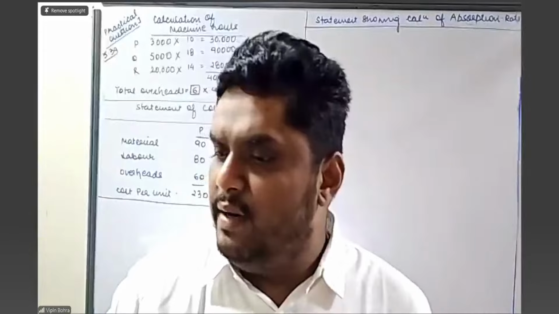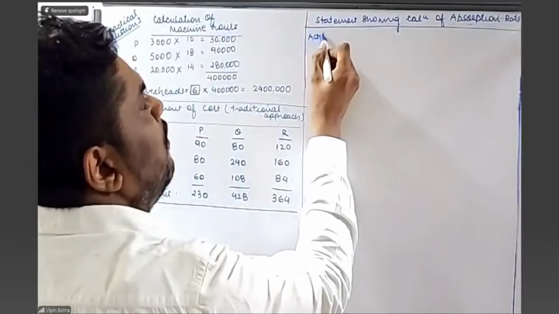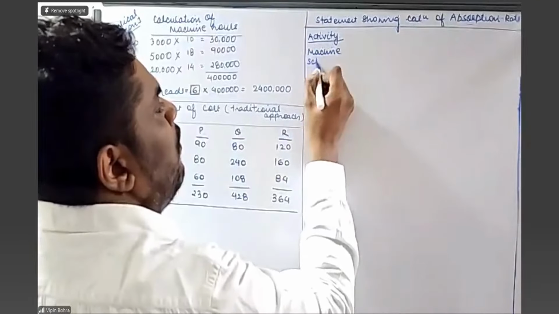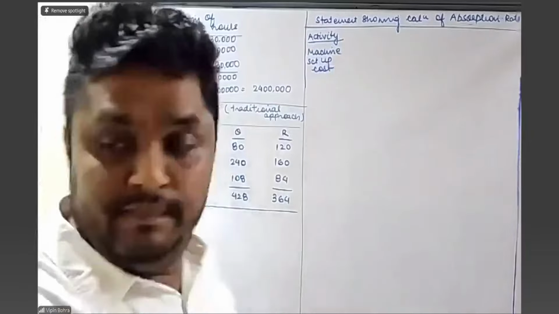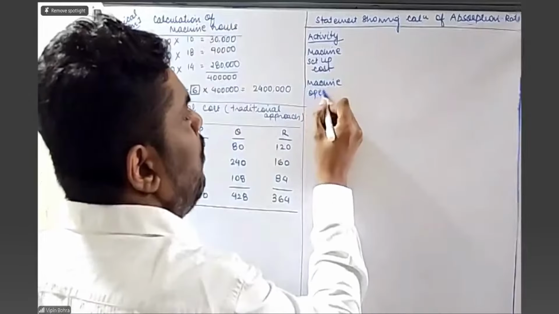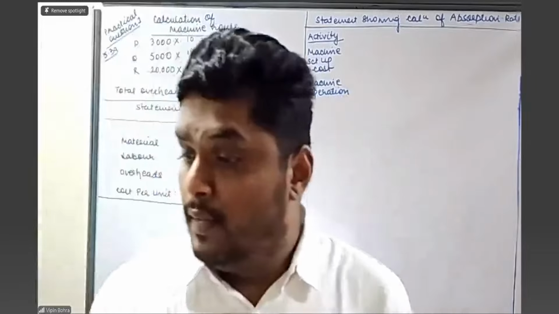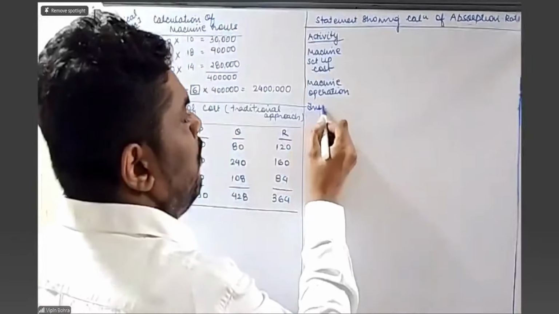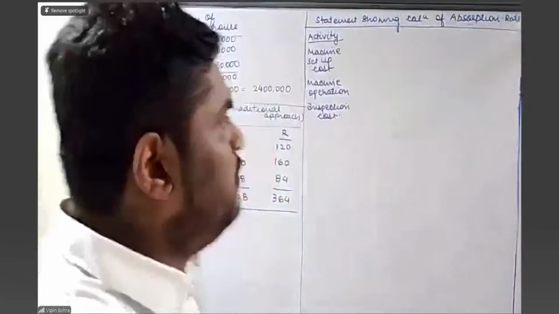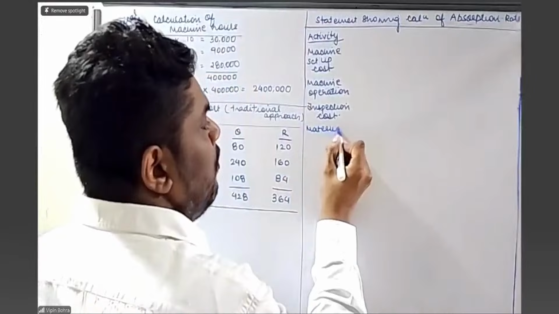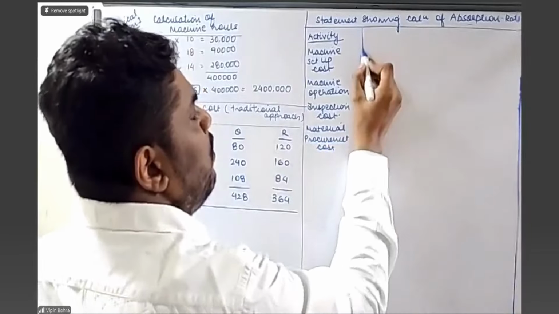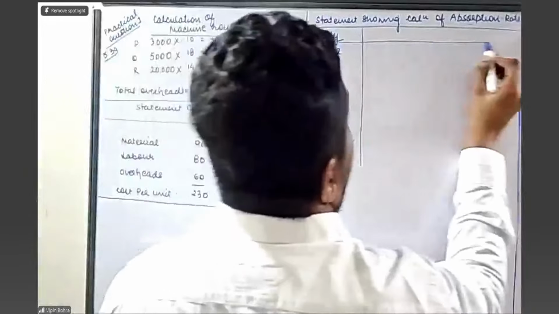Now see what all activities are there. Machine setup cost, machine operation cost, inspection cost, and material procurement related cost. So these are the various activities of the organization.